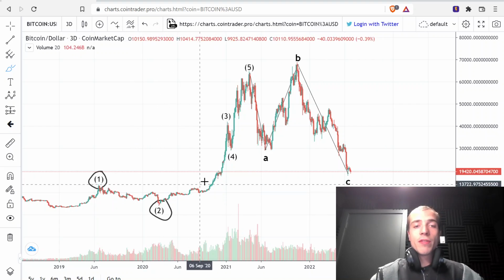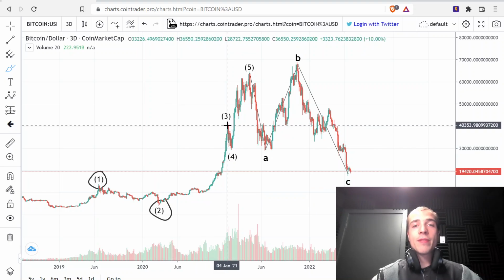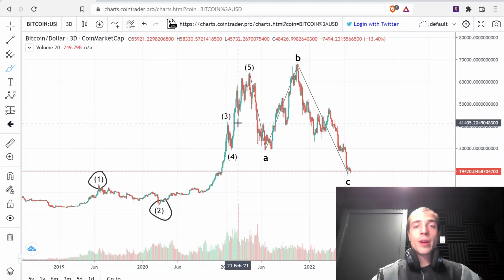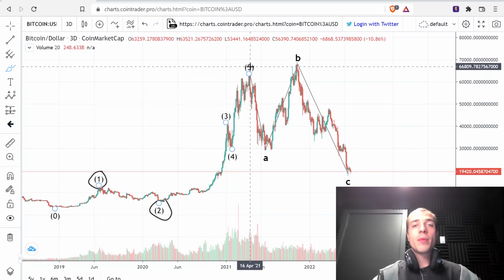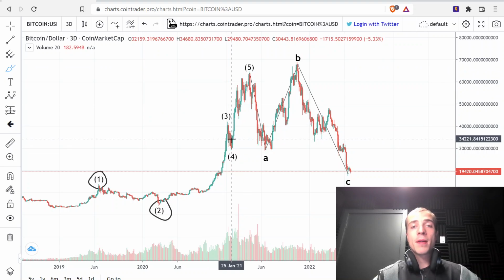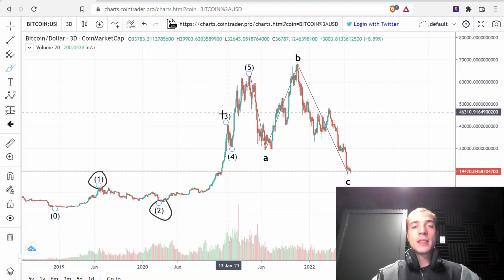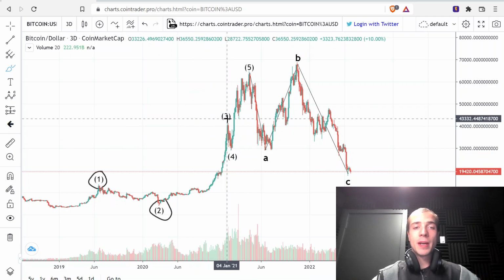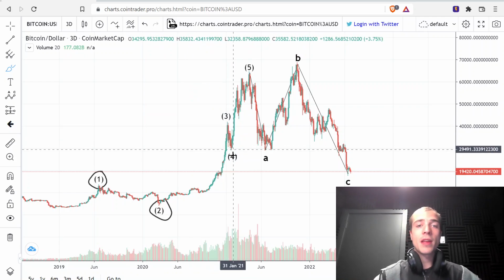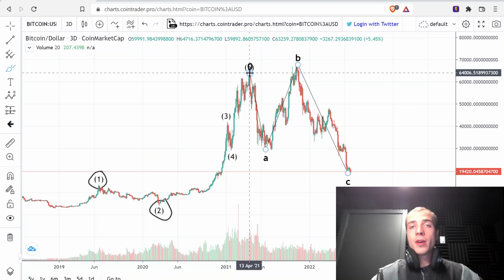And then we go for a very, very impulsive wave 3, as 3 waves are. A lot of times wave 3 is extremely impulsive. Sometimes the 5th wave can be bigger, but in this case, wave 3 is the biggest wave in this Elliott set. Then we get our 5th wave, which took us up to 64,000.